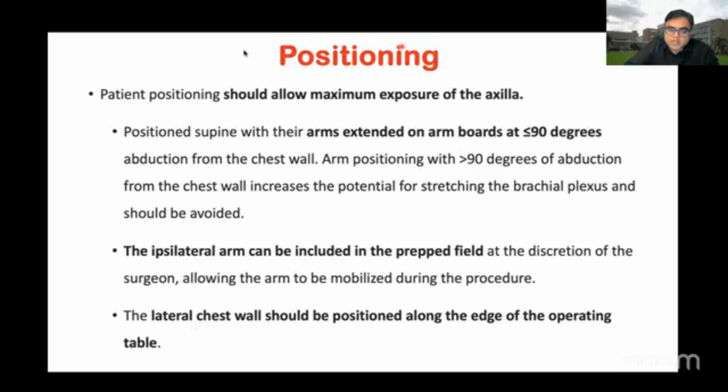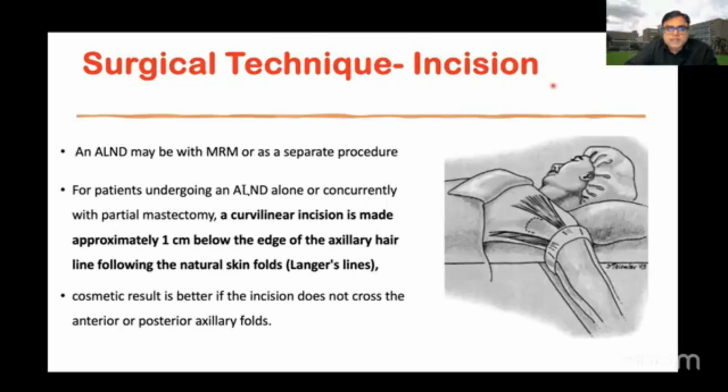The ipsilateral arm can be included in the prepared area at the discretion of the surgeon. Most of the time it is included in the field, and that helps in the axillary dissection. The lateral chest wall should be positioned along the edge of the operative table, so that it helps the operating surgeon do a better dissection. So, surgical technique: incision.